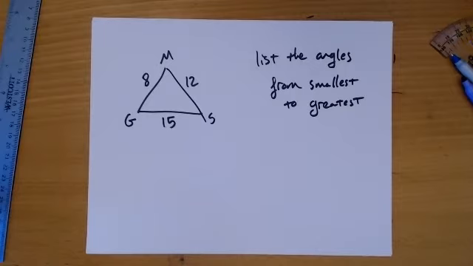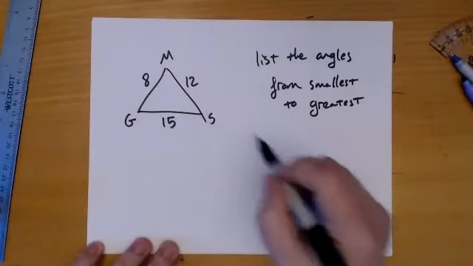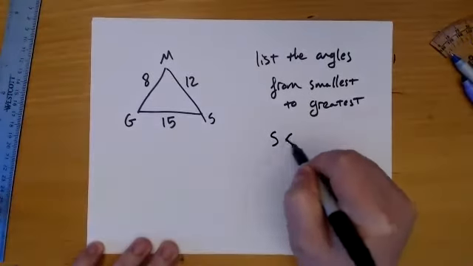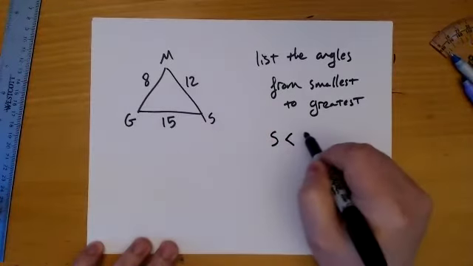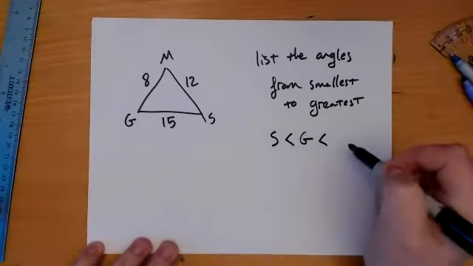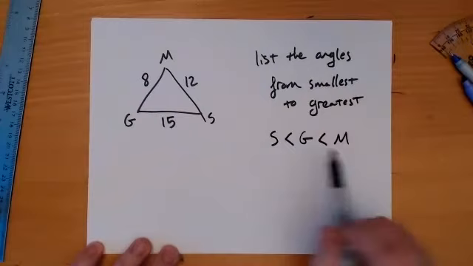Getting good answers in the chat. This is good. Good. And I like the fact that people are using the right symbols. The smallest is across from the smallest. So that's my S. And it's smaller than the middle, which is this guy. And that's G. And he's smaller than the biggest. So that's M. Good.